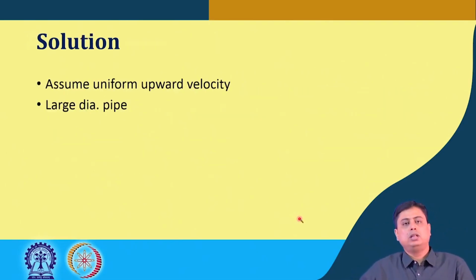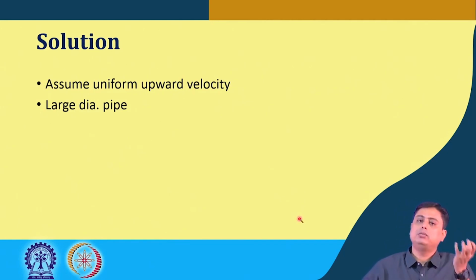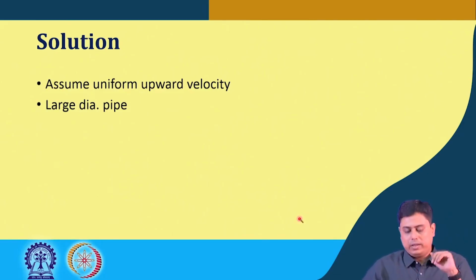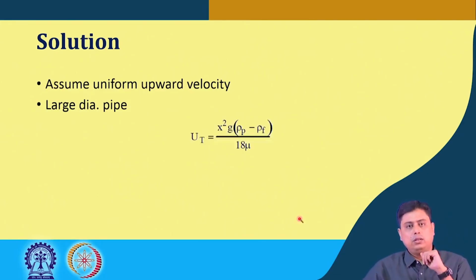So, we assume that there is a uniform upward velocity, and the given information is the large diameter pipe, which means we do not require the wall correction factor in this case. Because the problem says we have a large pipe diameter compared to the particle diameter, there is no influence of the solid boundaries on the terminal velocity. So, we can neglect this wall correction factor here, and we know this expression from Stokes law.